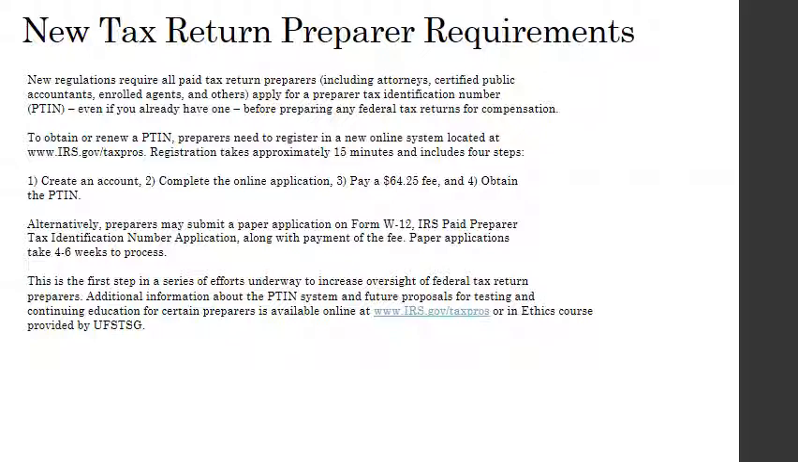Paper applications take 4 to 6 weeks to process. This is the first step in a series of efforts underway to increase oversight of federal tax return preparers. Additional information about the PTIN system and future proposals for testing and continuing education for certain preparers is available online at www.irs.gov/taxpros or in the ethics course provided by UFSTSG.